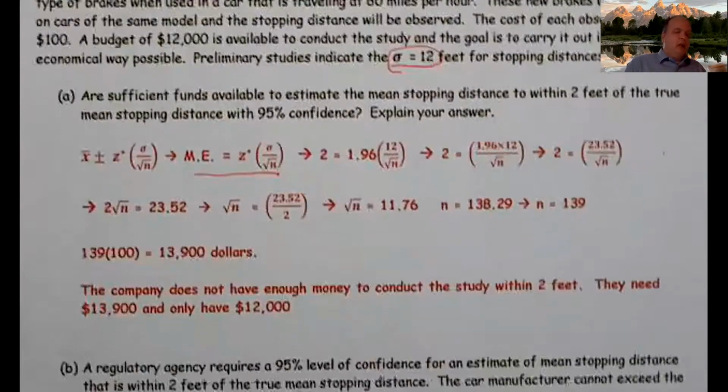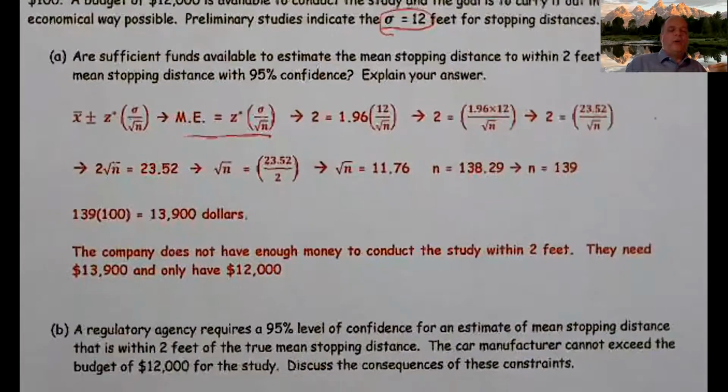Part B. A regulatory agency requires a 95% level of confidence for an estimate of mean stopping distance that is within 2 feet. So you must have 95% confidence, and you must be within 2 feet. The car manufacturer cannot exceed the budget of $12,000 for the study. Discuss the consequences of these constraints. I'm like, how is that different than part A? So I try to put myself in the student's shoes, because to me, they're essentially the same question.